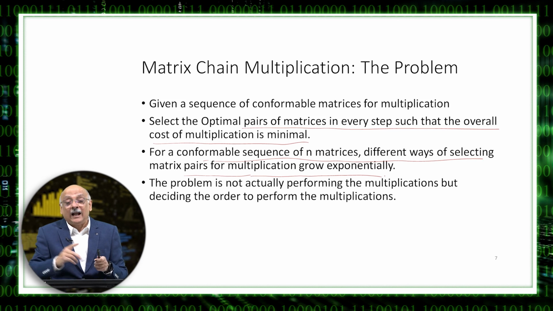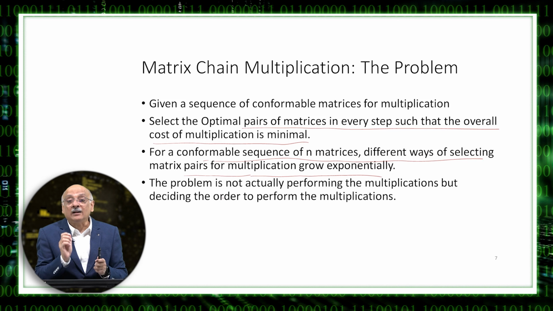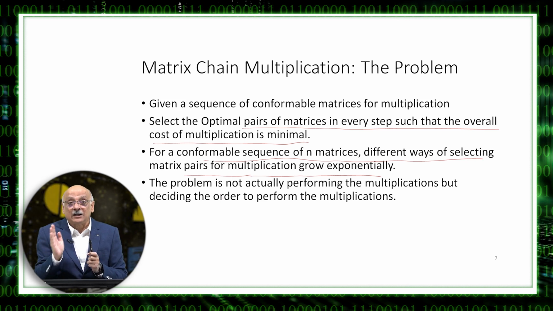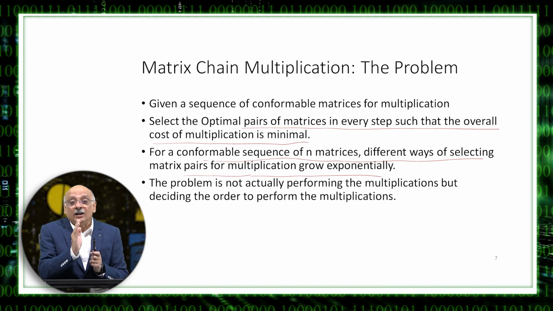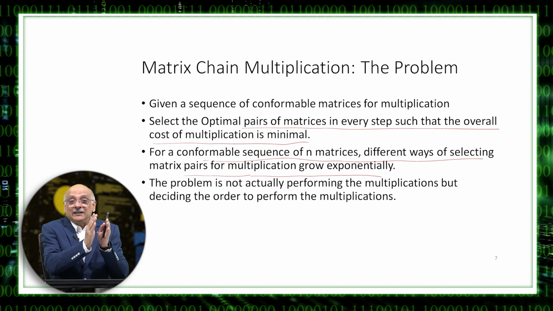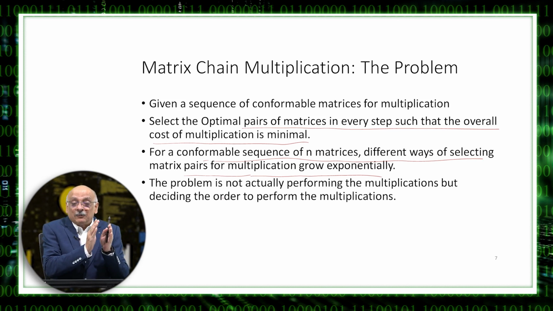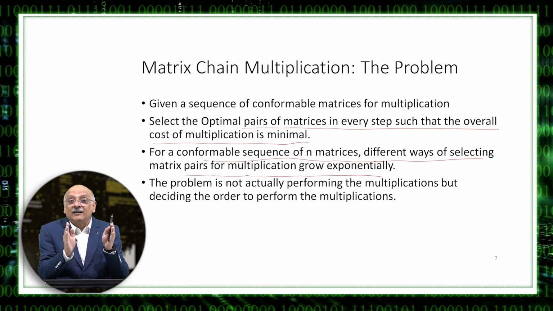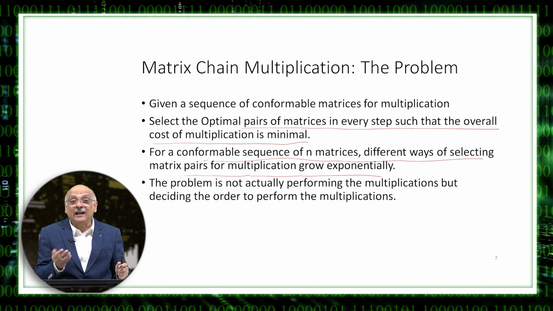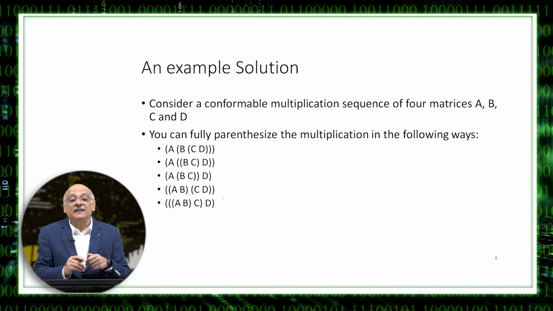And remember one particular thing, the problem is not actually performing the multiplication. You are not actually performing the multiplication. But what you are deciding is the order to perform the multiplication. Whether first A multiplied by B is to be performed, followed by C, or first B into C is to be performed and then A is to be multiplied with the result BC. Like that we need to define it if the sequence is very large.